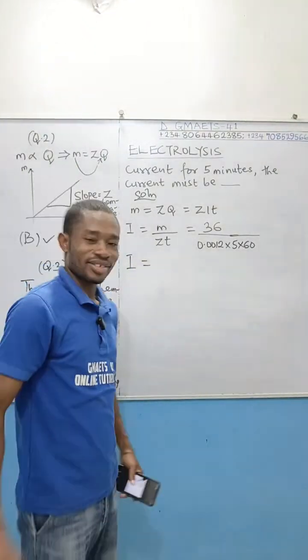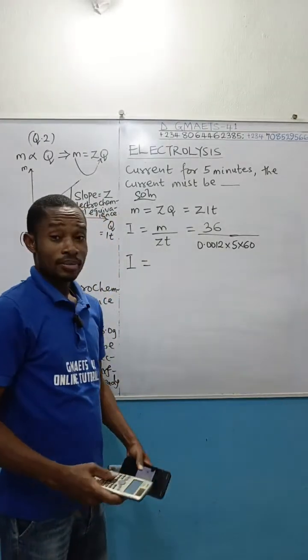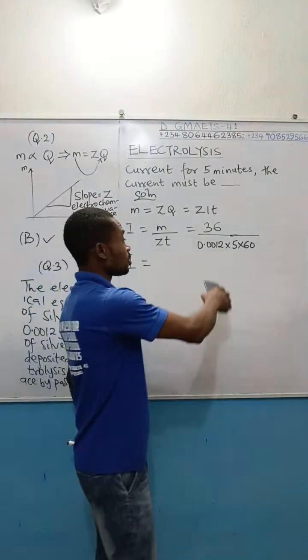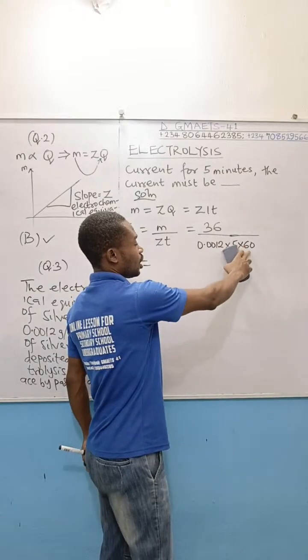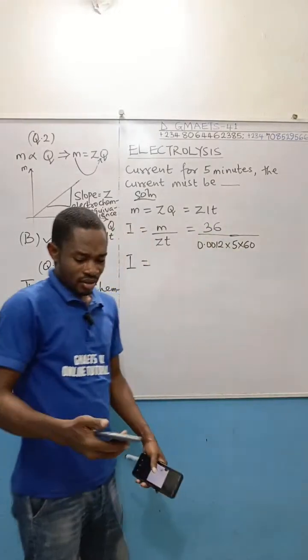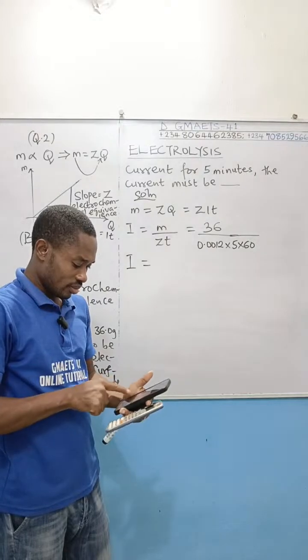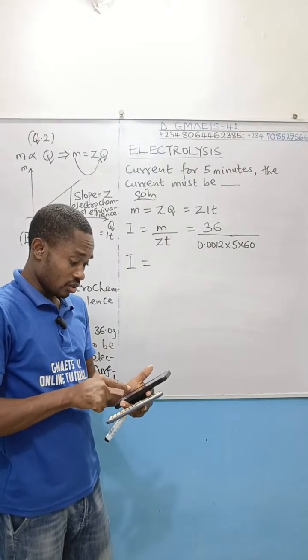Sorry, I've got to reach out for my calculator. But one can still work on this if you want. This will give you 300, and then you reduce it. But no time, please. I know time. So let us move on.